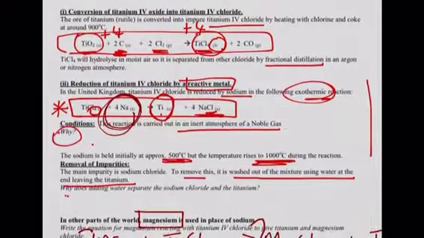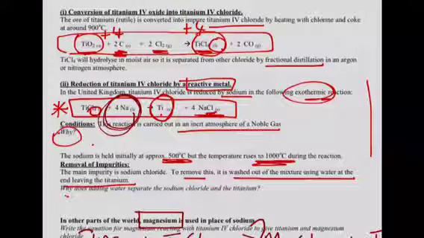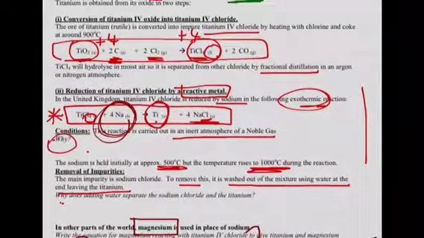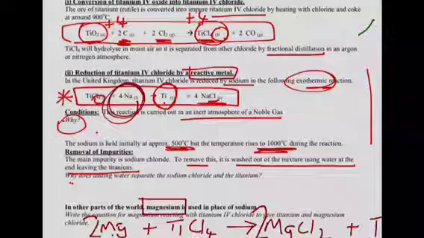There are 2 processes to extract it, and the first thing is that we start off with titanium 4 oxide, so again note it's plus 4, we'll come back to why that's important shortly, and this is titanium plus 4 there. And the titanium 4 oxide, TiO2, is turned into titanium chloride, TiCl4. To do that, we require carbon and chlorine.